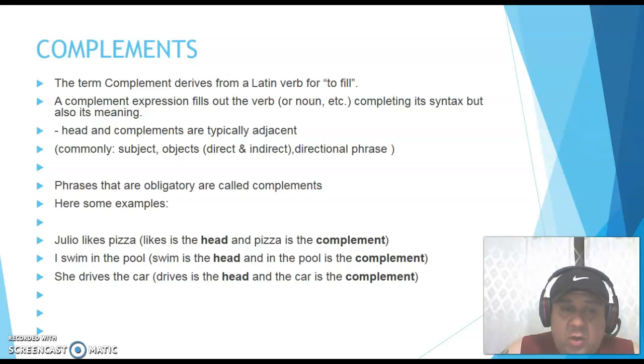For example, Julio likes pizza. Likes is the head and pizza is the complement. I swim in the pool. Swim is the head and in the pool is the complement. And she drives the car. Drives is the head and the car is the complement. As we can see, the pizza, in the pool and the car give extra information to the sentence.